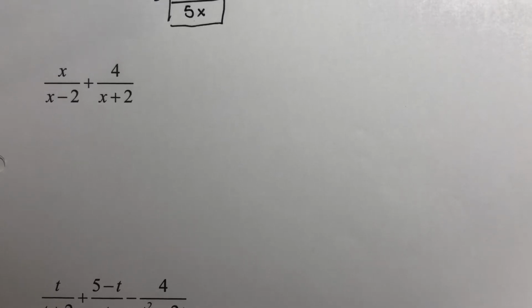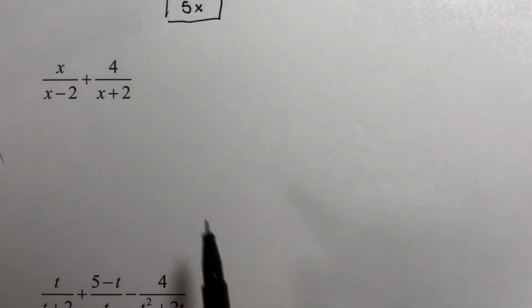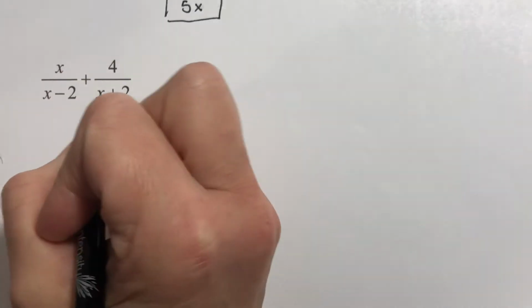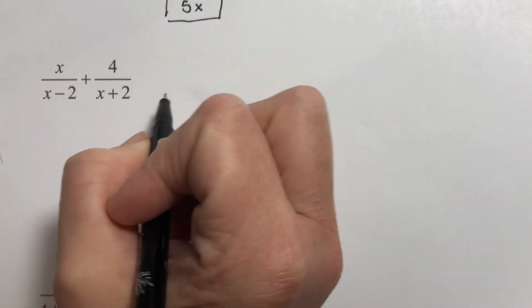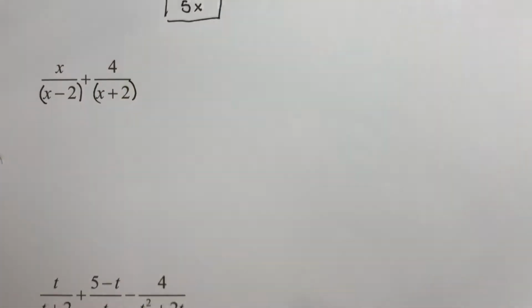This is section 7.4, part 3. We have been adding and subtracting rational expressions. Here we have a denominator of x minus 2, and we have one of x plus 2. We look to see if it factors at all, and it does not. So I'm going to put these in parentheses.